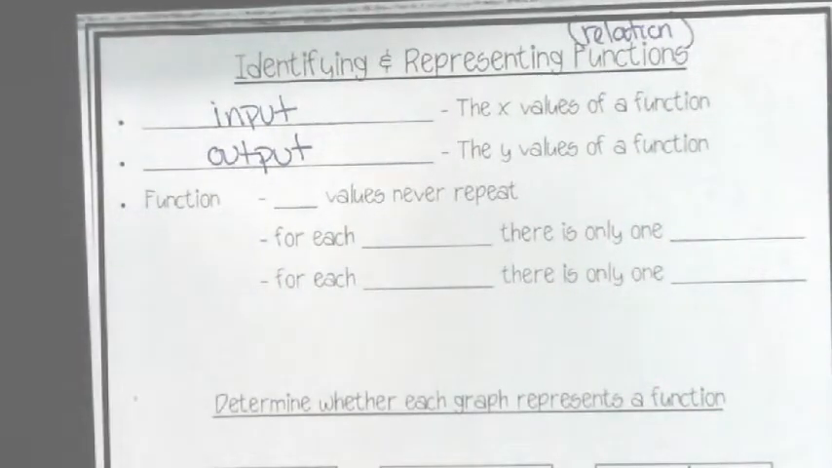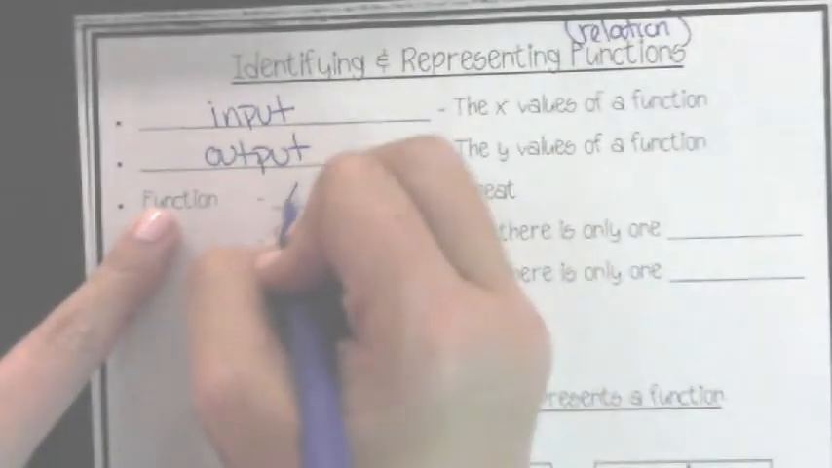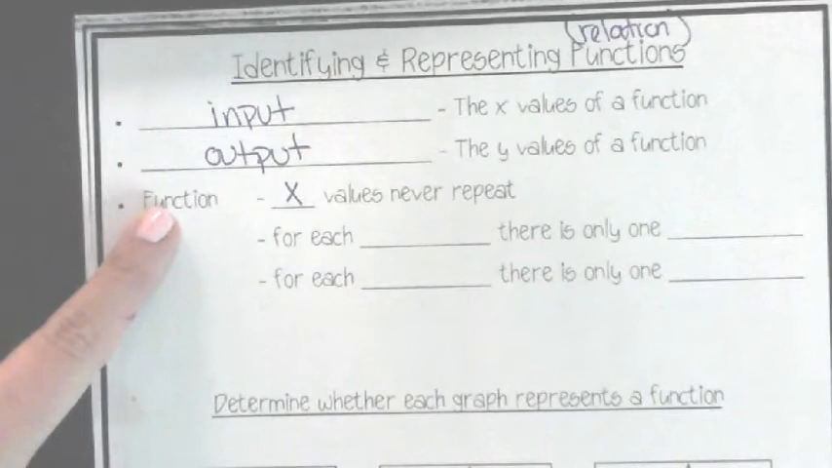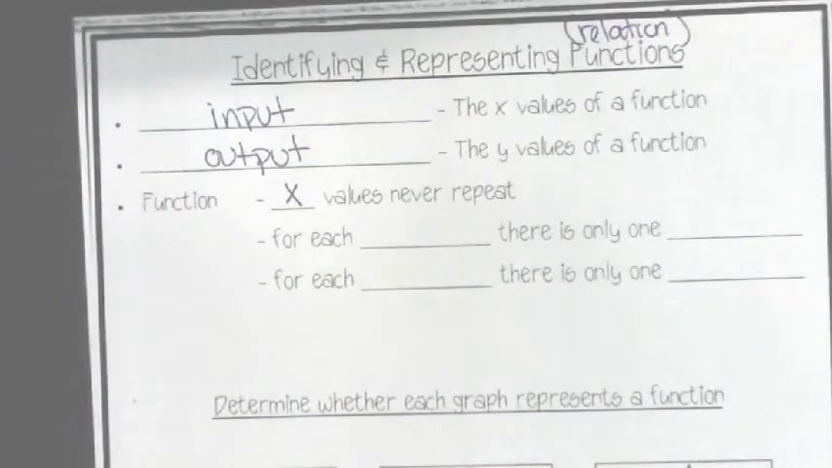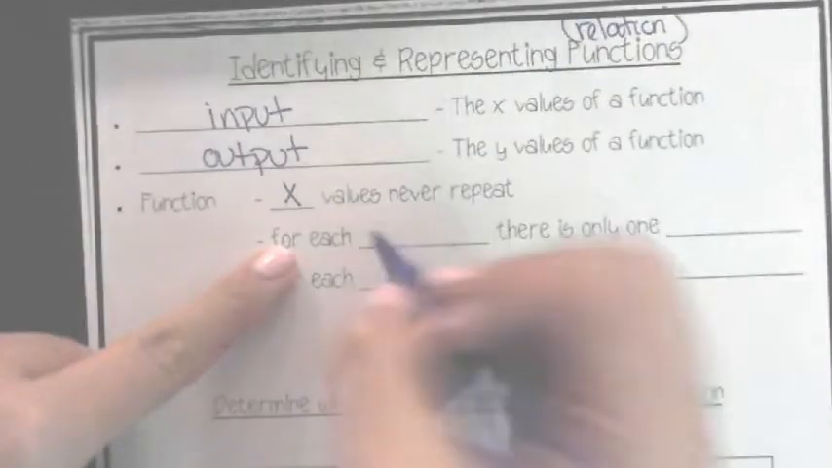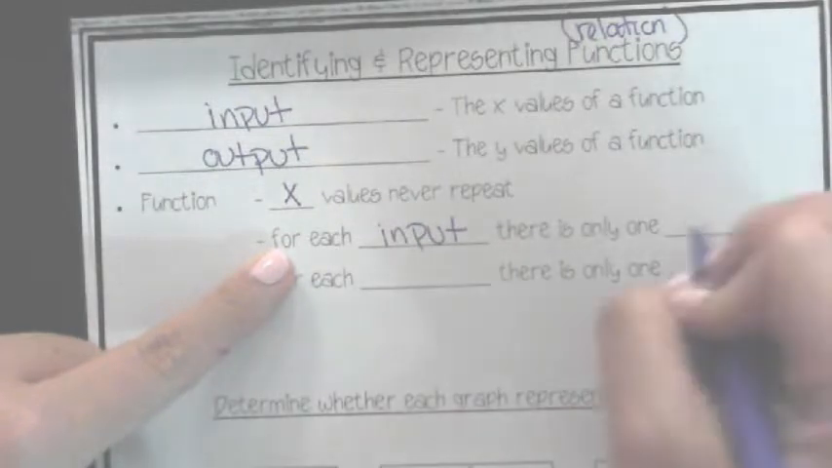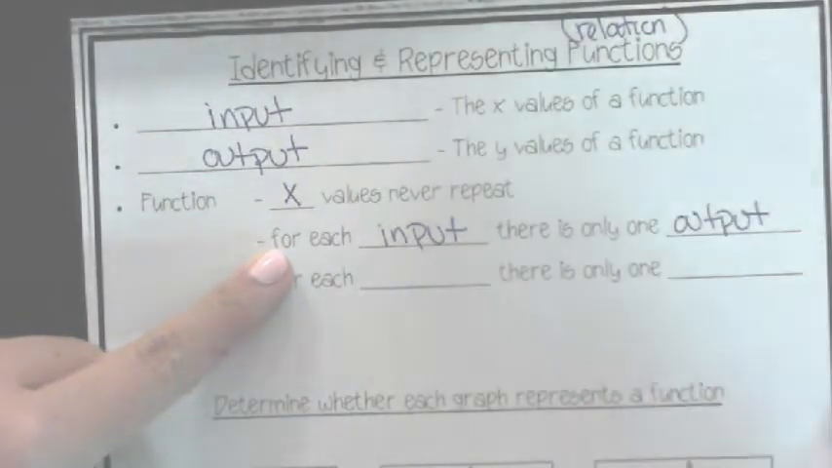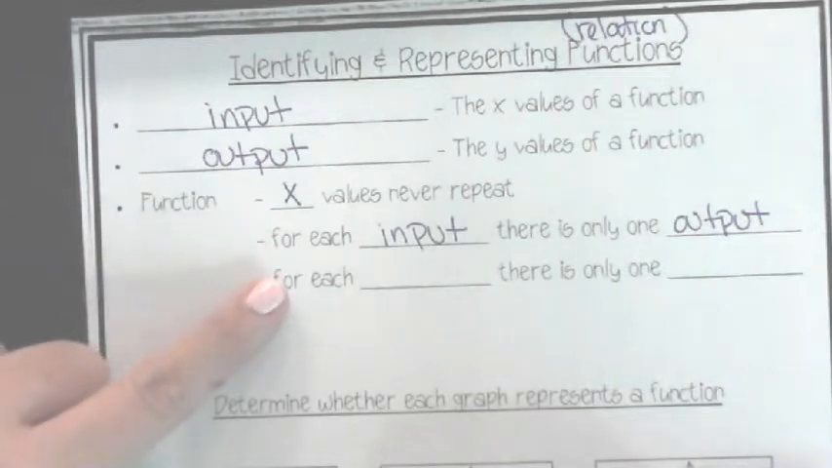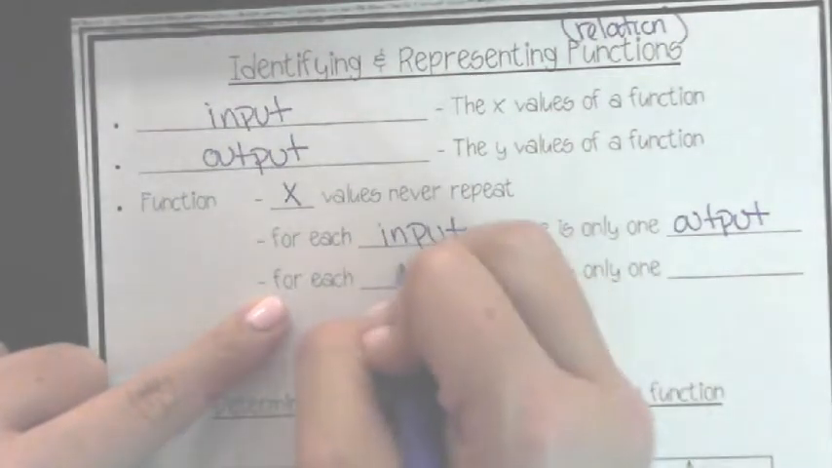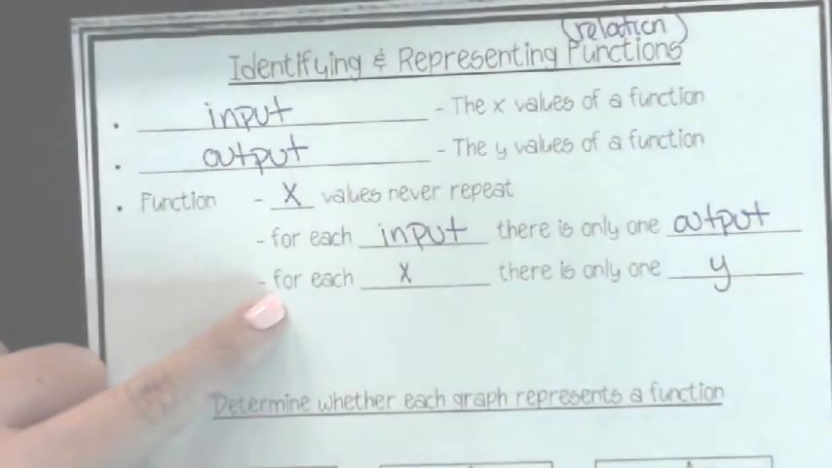And when you identify if something is a function or a relation or not, it's pretty simple. There's going to be 3 different descriptives here, but it really is kind of all the same thing. So to identify if something is a function, the x values never repeat. Another way of saying that is for each input, there's only one output. Or another way we could say that is for each x value, there's only one y value.